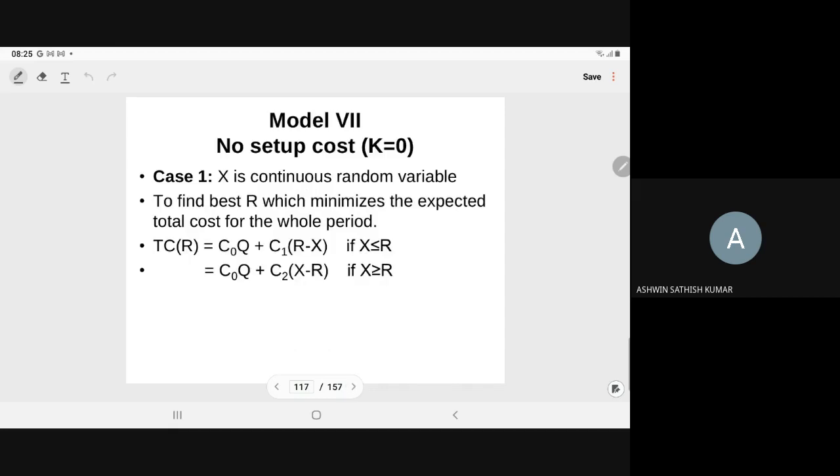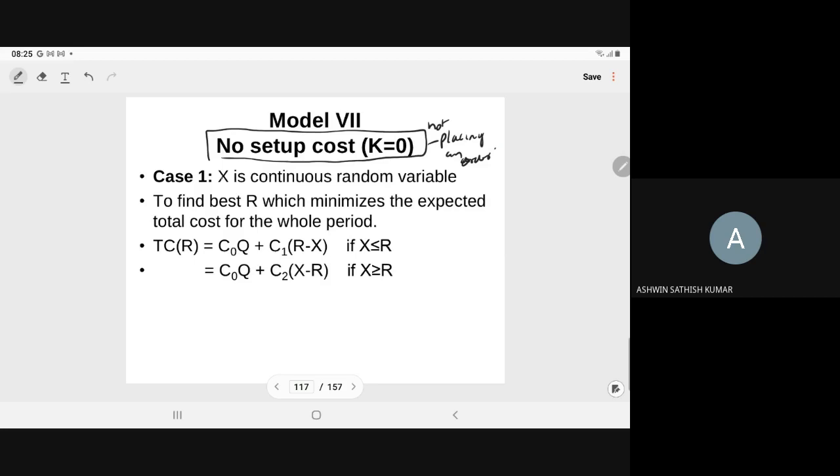As I told you at the start, under these conditions we have model 7 and model 8. We will study both models one by one. Model 6 is not in the course, so we have skipped that one. Here we have model 7 with no setup cost, meaning k is equal to 0. K equal to 0 means there is no setup cost.